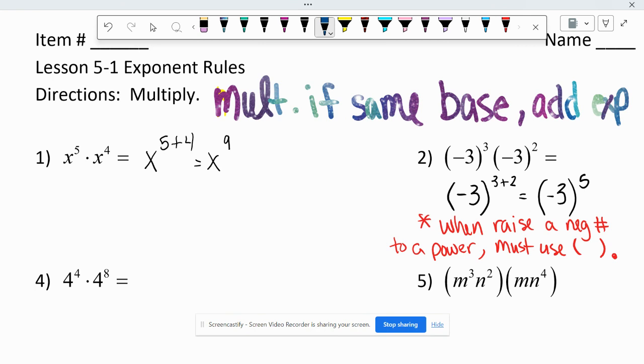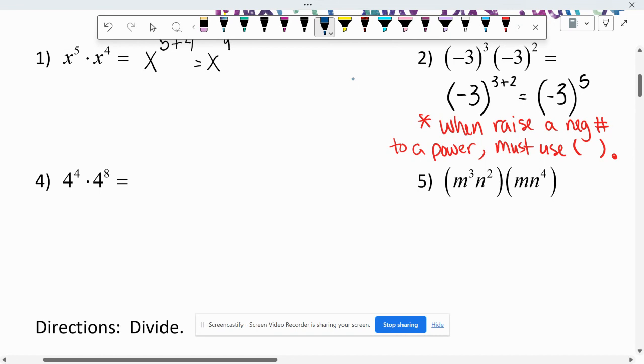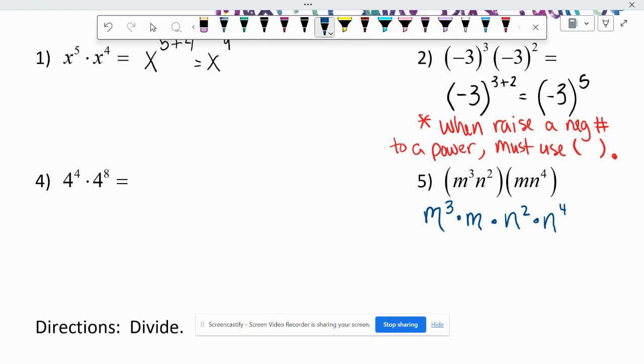Okay. I'm going to skip number 4 because it's just like number 1, and I'm going to go to number 5. And I'm going to rewrite this so you can see that you really have, I'm going to try to group them together, m cubed times m, those are the like bases, times n squared times n to the 4th. What do I need to put on that m that has no exponent? A 1. So my final answer becomes what? M to what power? N to what power? 2 plus 4 is 6. Okay.